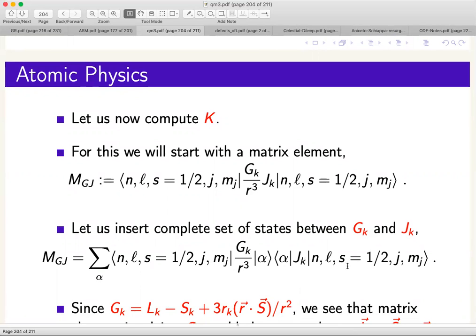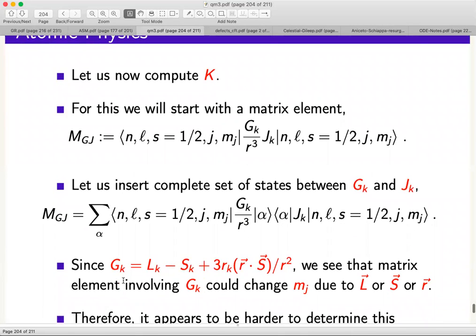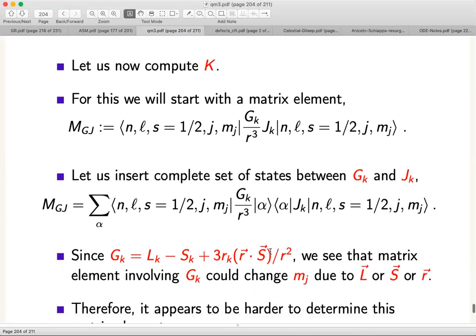Now, GK is of course an operator of this kind. We have seen it earlier. So this matrix element could in fact change the value of MJ, and the change in the value of MJ could occur because of any of these operators. Prima facie it looks like a complicated thing to determine, whether this one is changing or whether RK is changing.